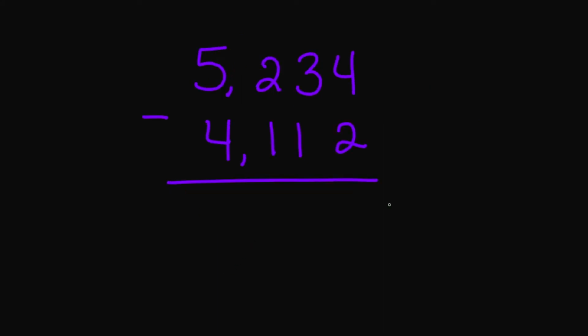Let's try this example here. 5,234 minus 4,112. So first, 4 minus 2, that's going to give us 2. 3 minus 1 is going to be 2. 2 minus 1 is going to be 1. And then you have 5 minus 4, that's going to be 1. So your final answer is 1,122.